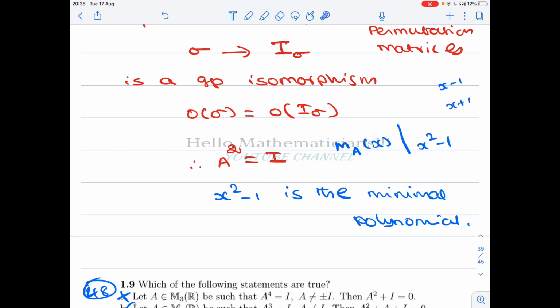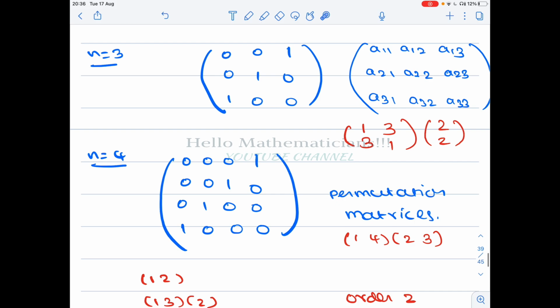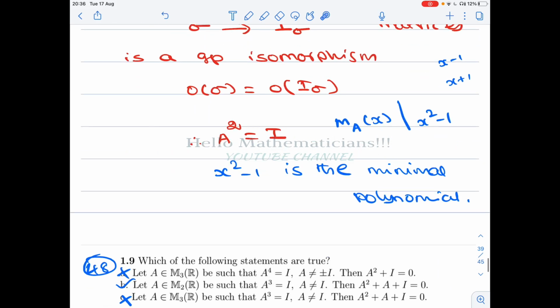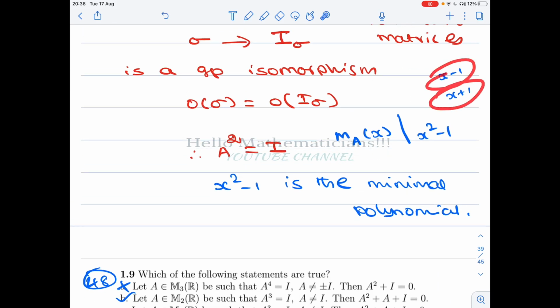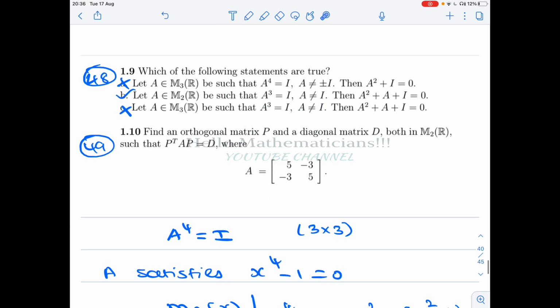If this is the minimal polynomial, then the matrix should be the identity matrix. If this is the minimal polynomial, the matrix should be minus identity matrix. But we know that none of these matrices are identity or minus identity. Therefore, these divisors are not possible as the minimal polynomial. Therefore, this polynomial itself should be the minimal polynomial. Okay, let's go to the next problem.